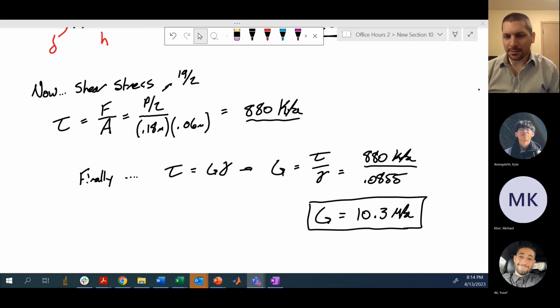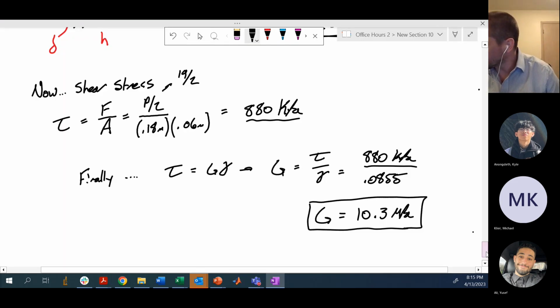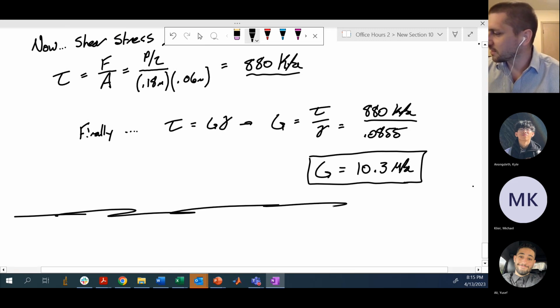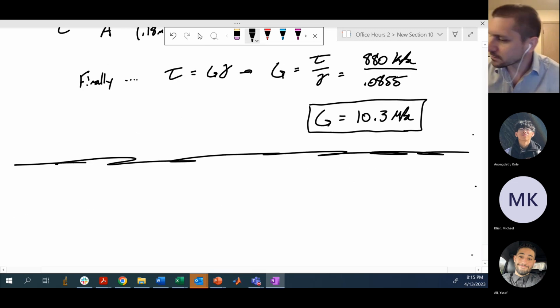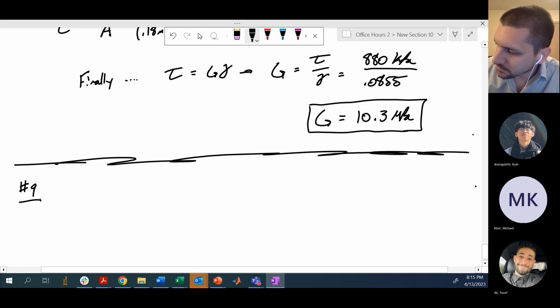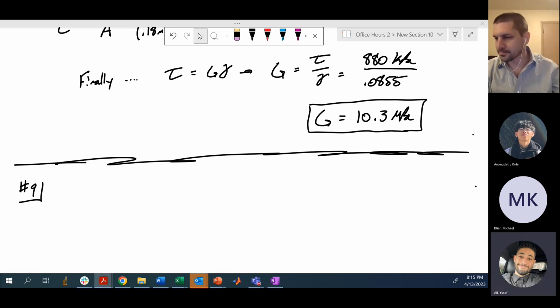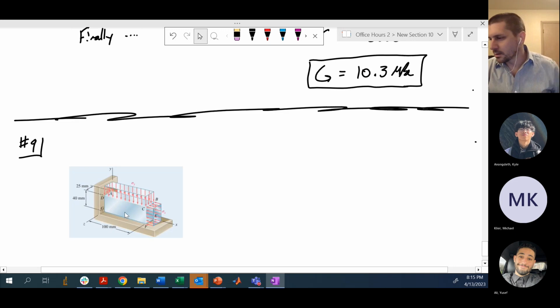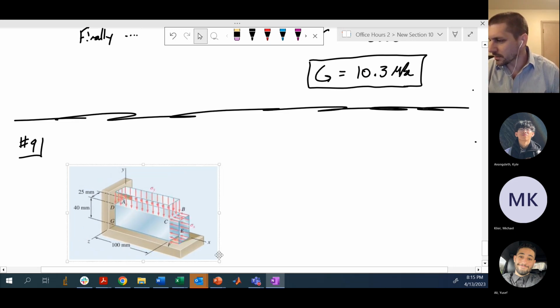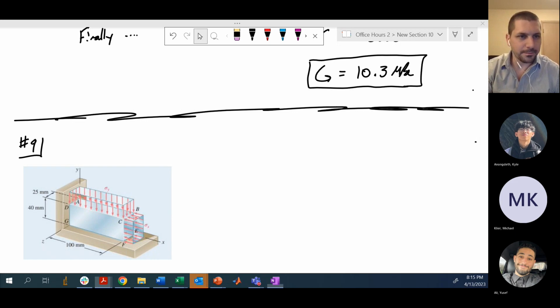Good. Any other problems you're struggling with? Maybe just want to talk about how to tackle it? Can we talk about 9? Let's talk about 9. Yeah. 9 is very similar to problem number 4 from the most recent homework. Maybe let's just talk about how to attack it. Maybe we don't have to go through the whole thing. Sure. So here's your image. I'll bring in the problem statement.